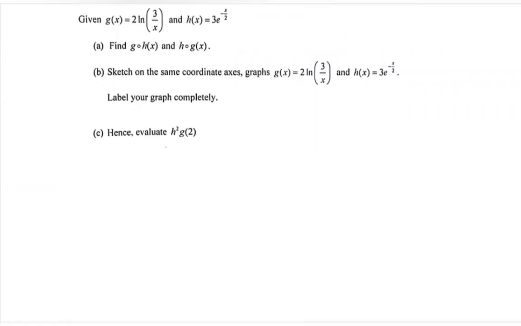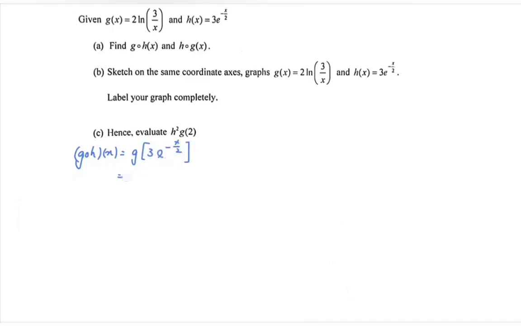Hello everyone, in this video I'm going to discuss the example for function and graph. So given we have the function g(x), which is the ln, and also h(x), which is the exponent. A, find the g composed with h and then h composed with g. So let's focus on g composed with h. In here they mention that we have the g and then the composition with the h. So 3 exponent negative x over 2.